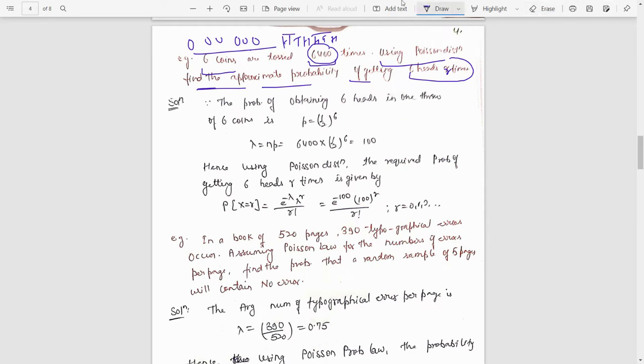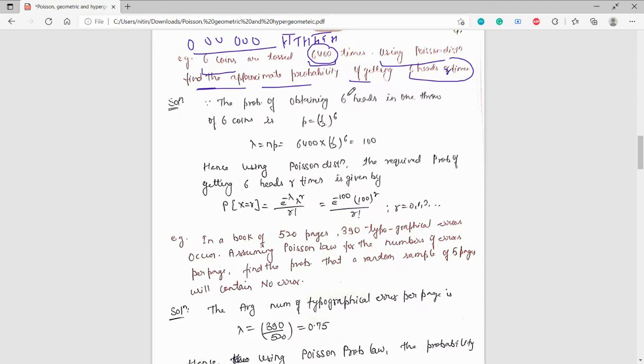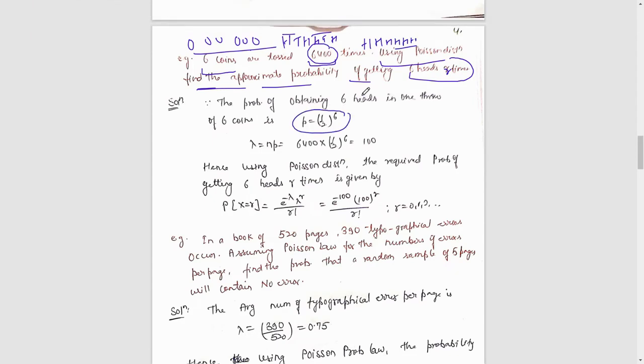Okay, so let's see how we can apply the Poisson distribution. Obviously, if we're talking about tossing and getting six heads, our required p is the probability of getting six heads, which is 1/2 to the power six. This is fairly simple: if we toss two coins together, then the probability of getting two heads is 1/4. Obviously in tossing six coins, the probability of getting six heads will be 1/2 to the power six.